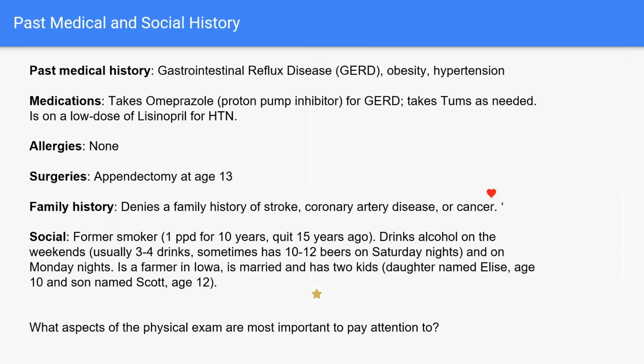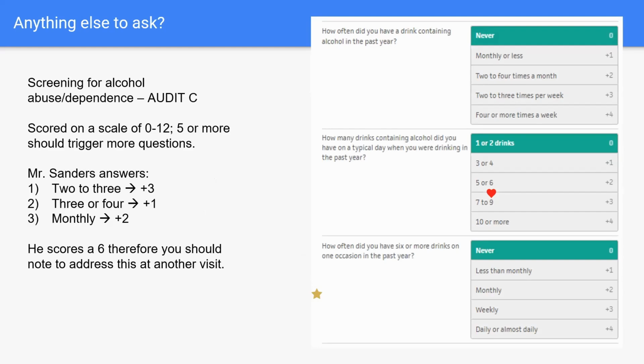Getting back to the abdominal pain that he has, what aspects of the physical exam would you want to pay most attention to? We definitely want to look at the abdomen, right? Yep. So abdominal palpation: is the pain reproducible? Is there any guarding or rigidity? Have you guys heard of something called a surgical abdomen?